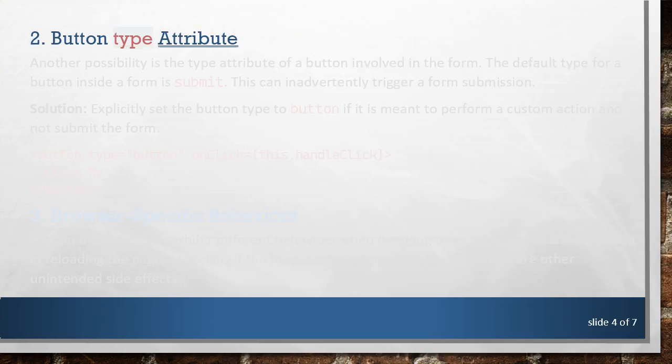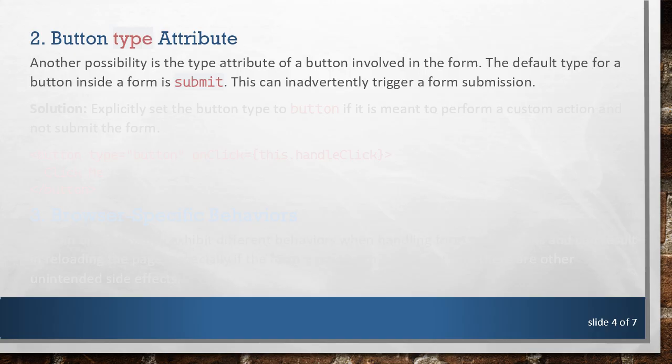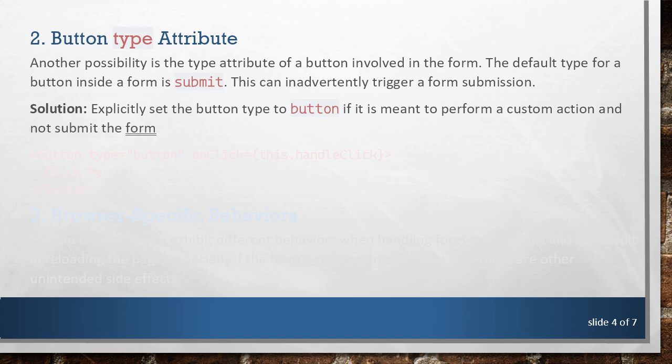2. Button type attribute. Another possibility is the type attribute of a button involved in the form. The default type for a button inside a form is submit. This can inadvertently trigger a form submission. Solution: explicitly set the button type to button if it is meant to perform a custom action and not submit the form.